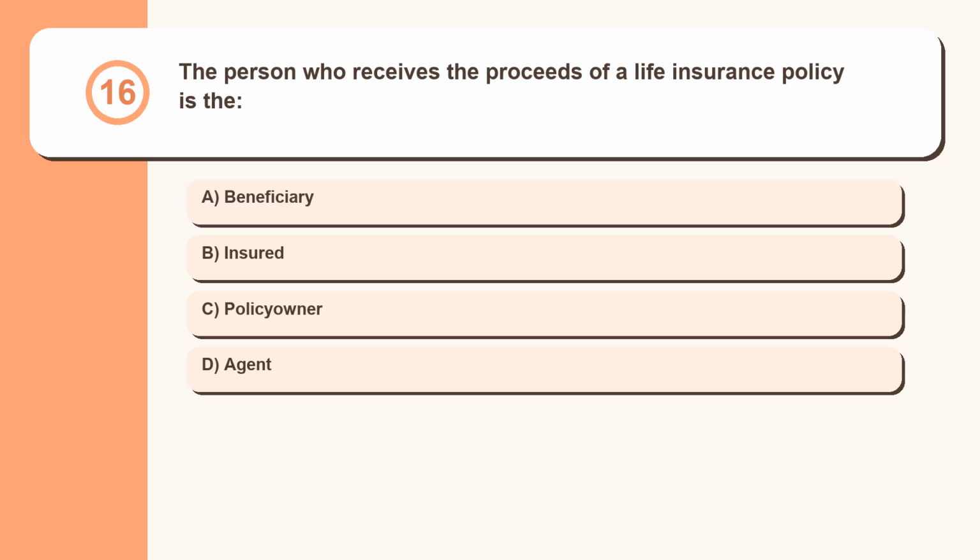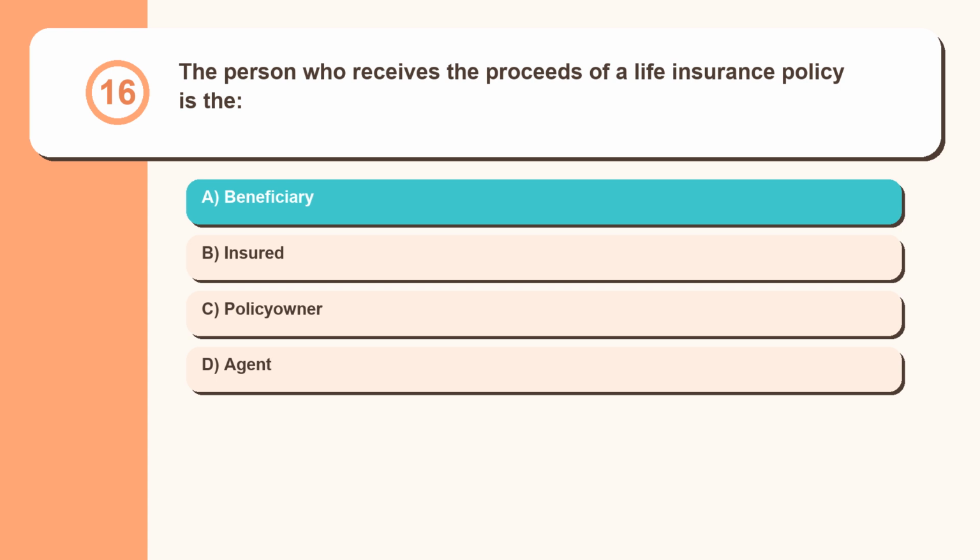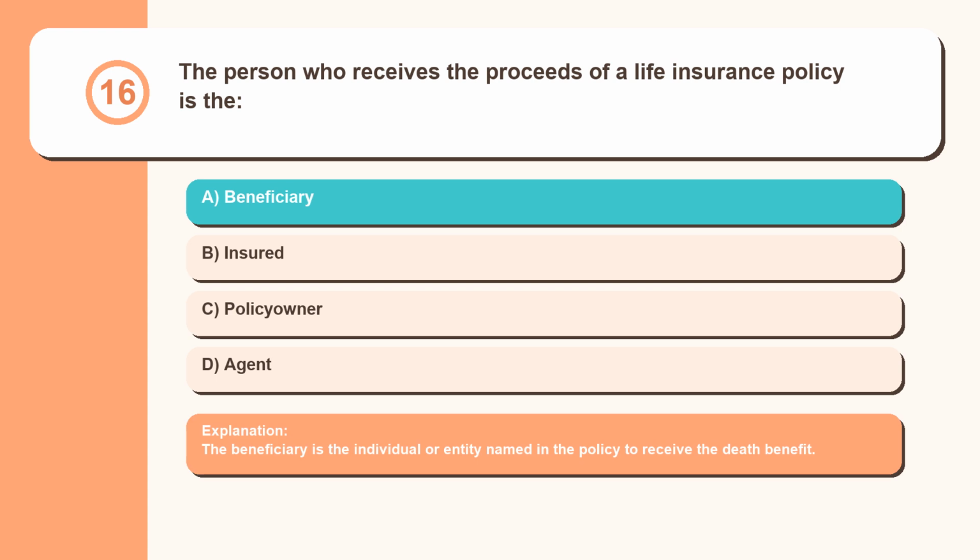Question 16. The person who receives the proceeds of a life insurance policy is the beneficiary, insured, policy owner, agent. The beneficiary is the individual or entity named in the policy to receive the death benefit.